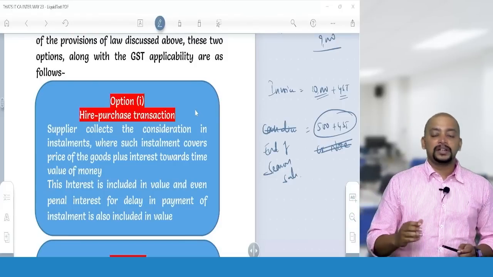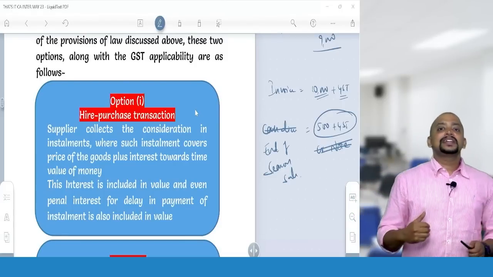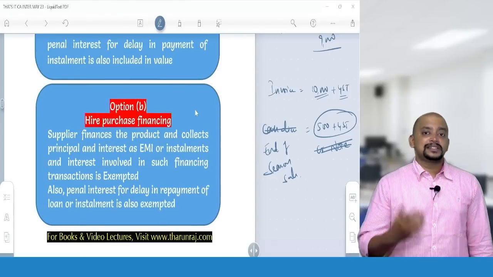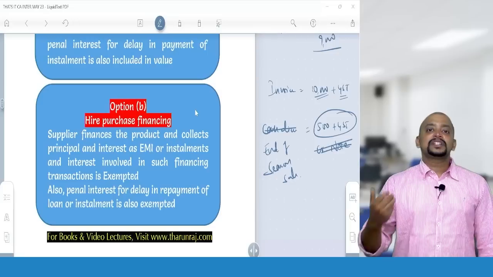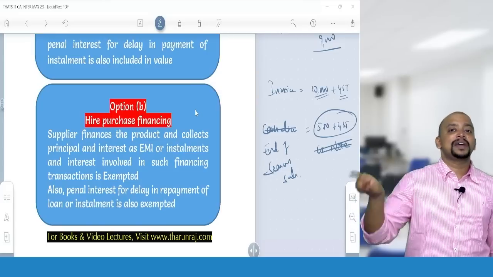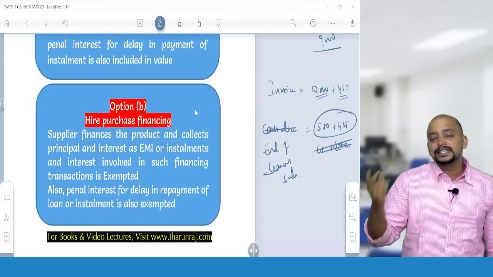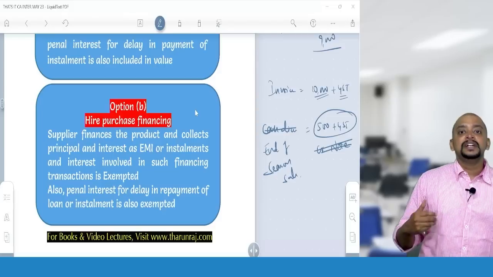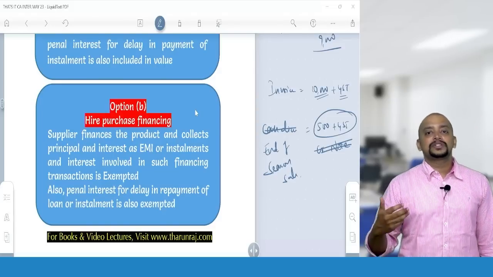As that interest will be taxable, for non-payment of any EMI, if some penal interest is levied, that penal interest is also taxable. Whereas when the transaction is hire purchase financing, there are three parties: seller, buyer and a financier. The seller will get money from the financier and the financier will recover the money from the buyer in the form of installments. In these installments there will be interest.